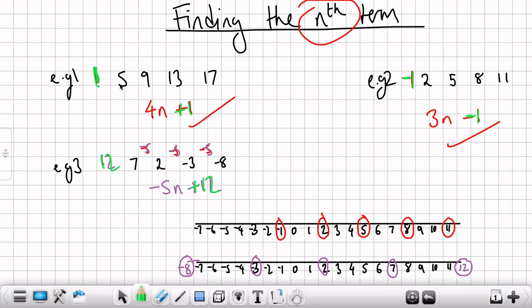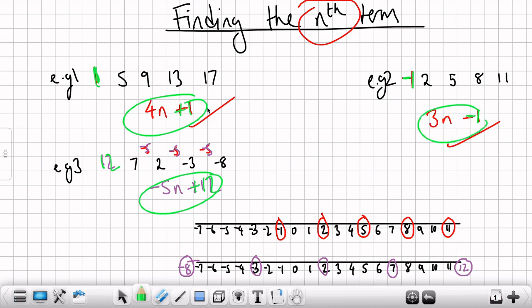You have to calculate the number before the first number to determine what this bit is going to be. And remember, it's 4n over here because it's going up in steps of 4s. It's 3n here because it's going up in steps of 3s. It's -5n here because it's going down in steps of 5. Take away. So just remember that these are the nth terms for these relevant sequences.